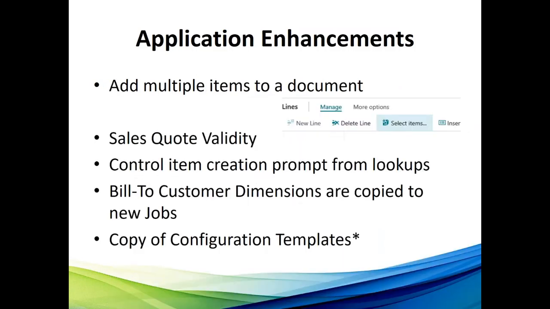And so adding multiple items to a document. So from a sales document, you can go to the lines, manage, and select items, and then you get a list of the items. You can then tick on which items you want to add to your quote or your order. And then you can select OK, and it'll add it to that order. You still have to fill in the quantities, of course, things like that, maybe adjust prices if you wanted to change that. But it's a faster way to populate sales documents.